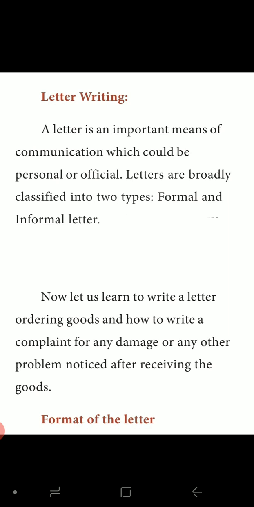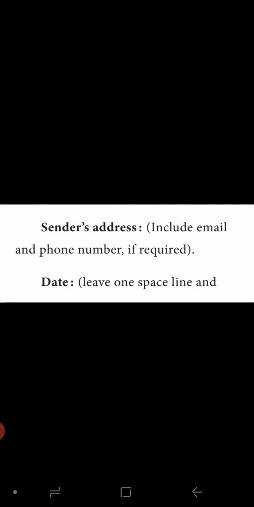formal letter. Okay children, what is formal letter? Letters to the official. What are the components shall we see? First, sender's address, that is from address. Include email and phone number if required. Then date. Leave one spaced line and write the date as 10th July 2019.